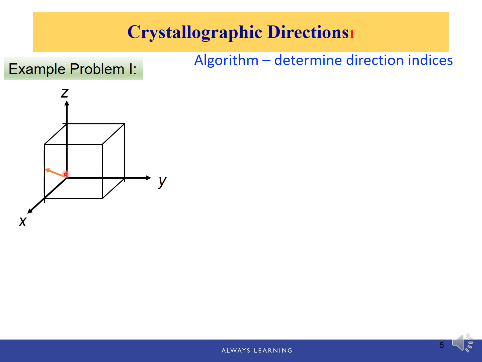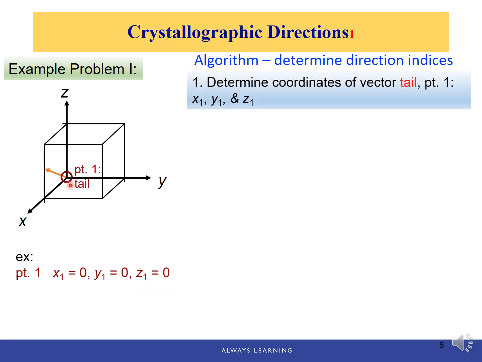So basically, to find the direction indices is to find the XYZ components of the given vector. If you learned how to find a vector, then you will know how to find the direction indices. Step 1 is to determine the coordinates of the vector tail. The starting point of this vector is the tail of the vector.